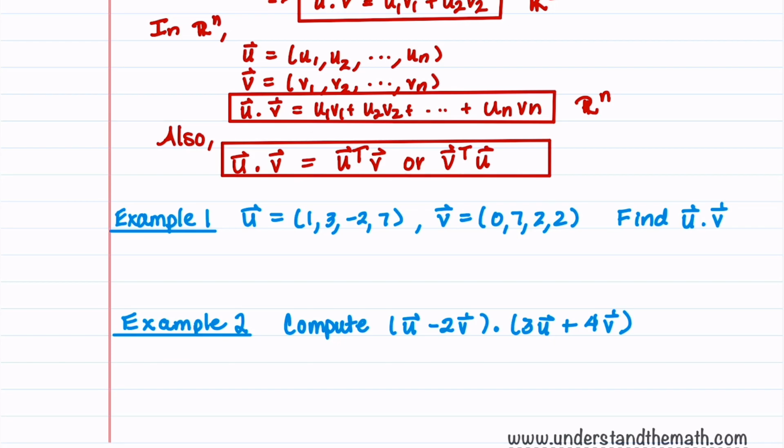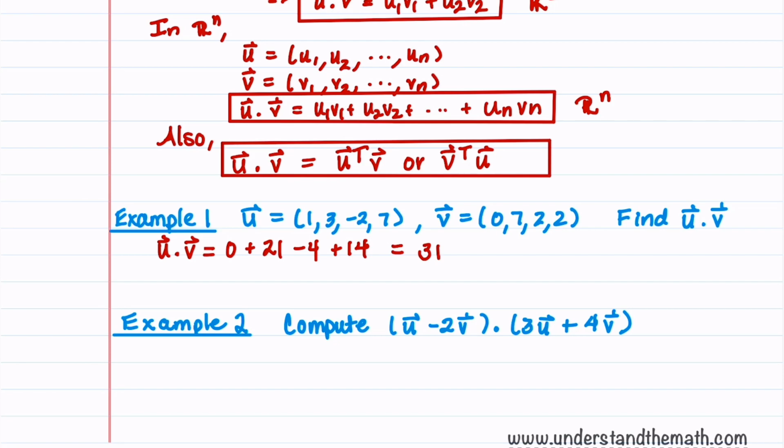In the first example, we're going to find u dot v, and we're given u and v. Our dot product is equal to 1 times 0, which is 0, plus 3 times 7, which gives us 21, and then we have a minus 4, and then our last one gives us a 14. When we add all those up, we get an answer of 31.